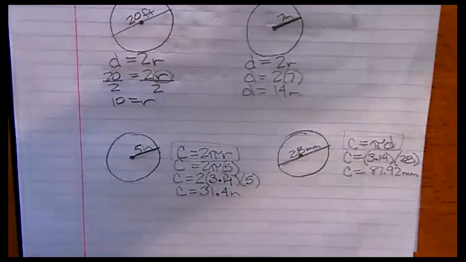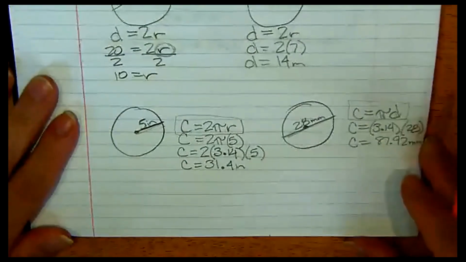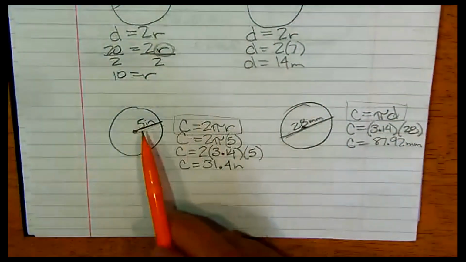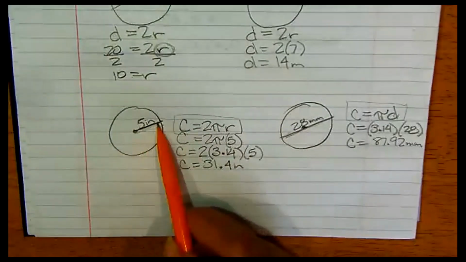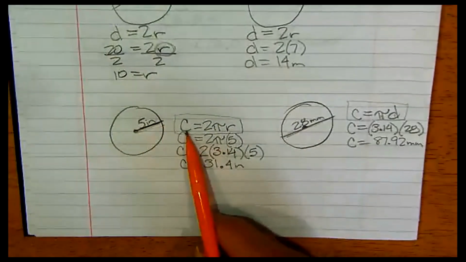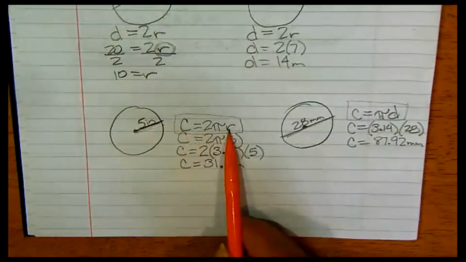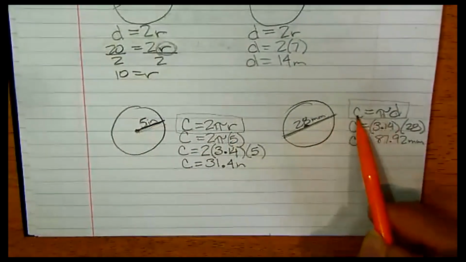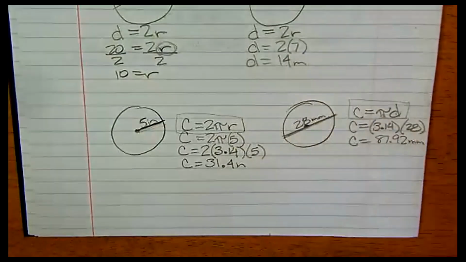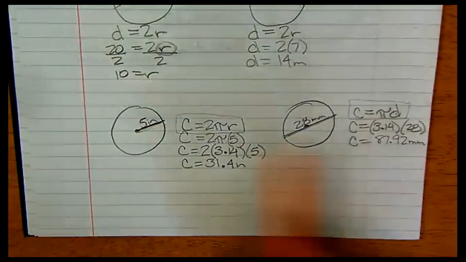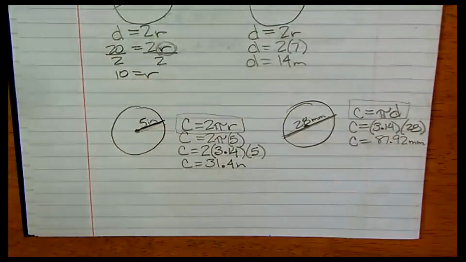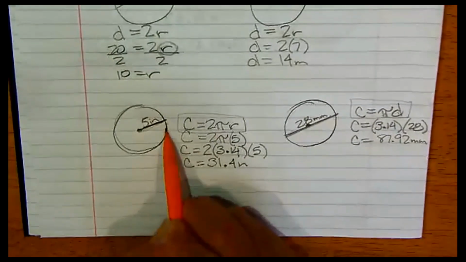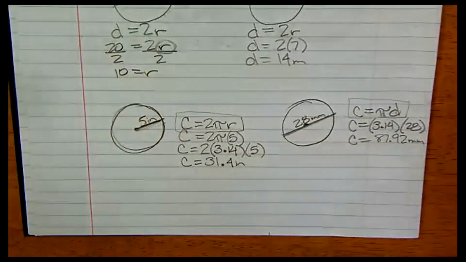And then we're going to talk about circumference. We've got 2 formulas for circumference, depending on what information they give us. If they give us the radius, the circumference is 2 pi radius. If they give us the diameter, the circumference is pi times diameter. It depends what information they're giving us. And the circumference is this outer edge.